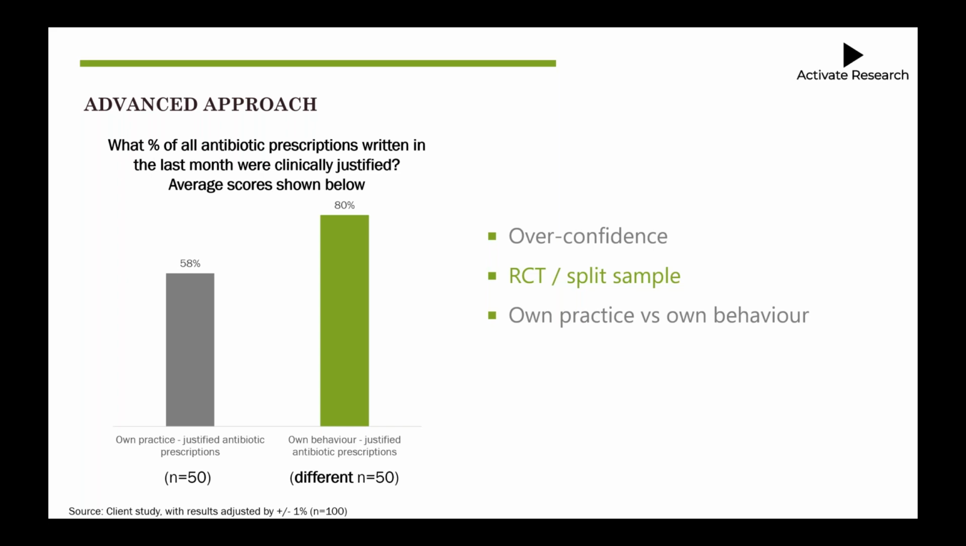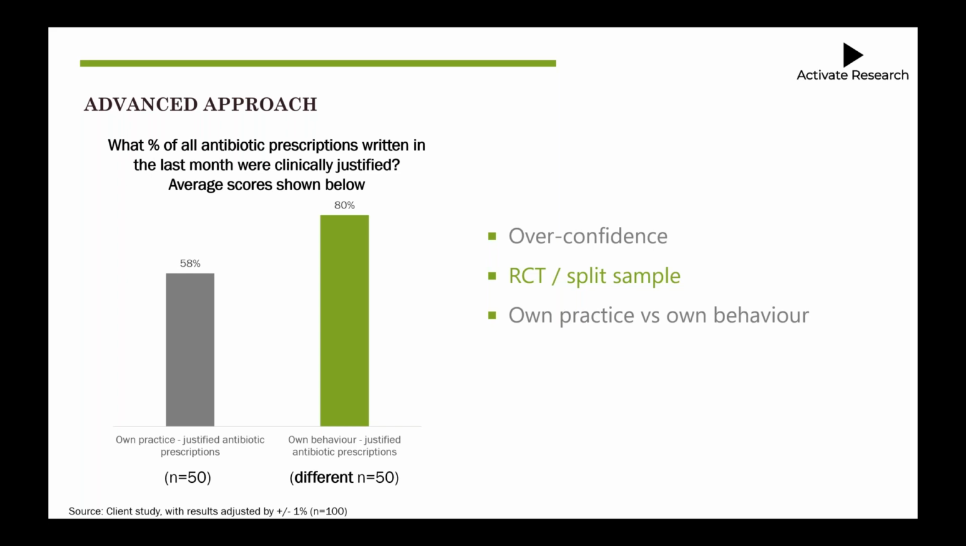And what we did here, similarly, if we think way back to the TV license example right at the start of the presentation, is that we asked a slightly different question to one half of the sample versus the other half. First of all, one half of the sample were asked about their own personal behaviour: what percentage of your personal antibiotic prescriptions in the last month were clinically justified? The other half of the sample were asked about their own practice, to include other physicians within their practice, not just their own.